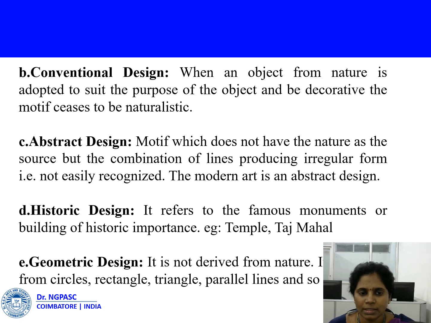The fourth one is historic design. It refers to the famous monuments or buildings of historic importance. So here we get the inspirations from the monuments, buildings and architecture of a particular country. For example, here we take inspirations from temples, the Taj Mahal, monuments, etc. So these come under historic design.